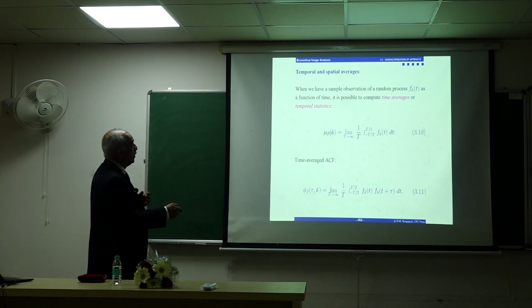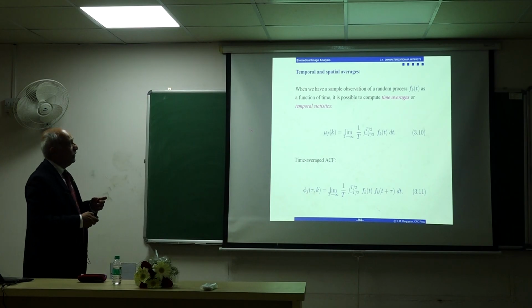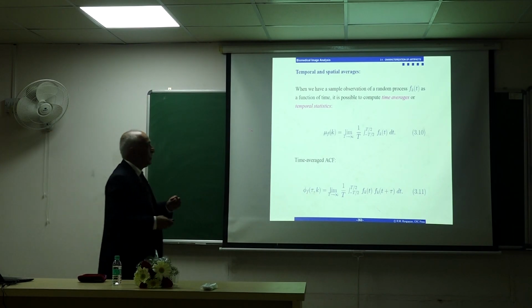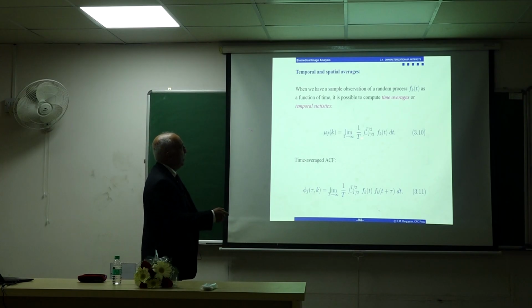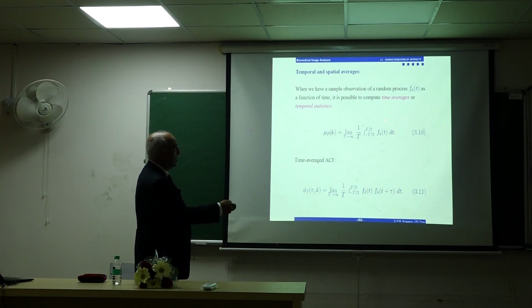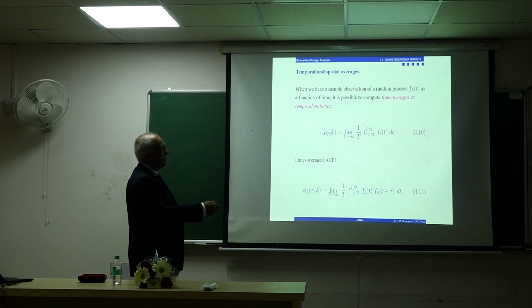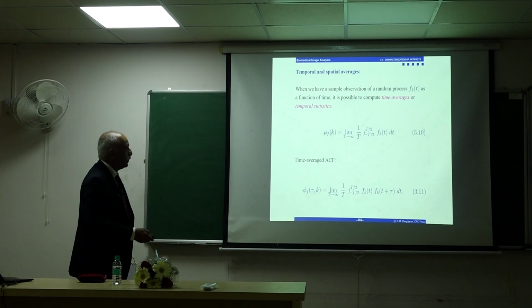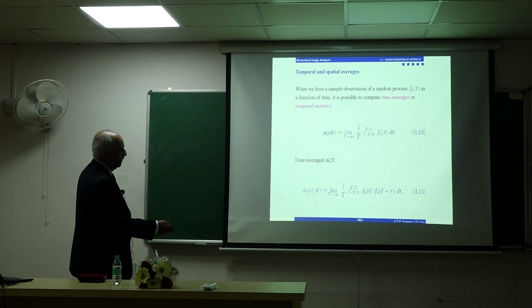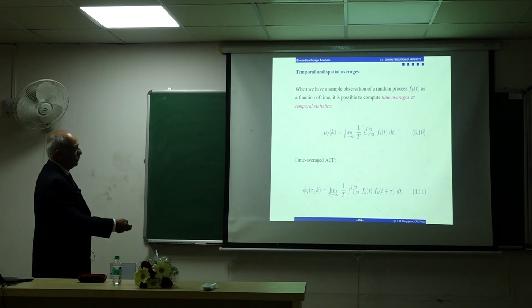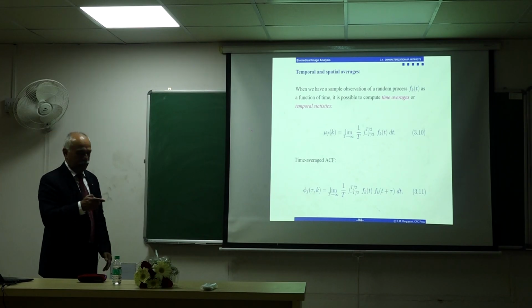So when you have a sample observation of a process as a function of time, you may compute time averages or temporal statistics. Mu of k: f k of t, now it's a function of t, and that is an observation k. You make multiple observations, but the averaging is on time, and 1 over T is normalization over a large time window. The autocorrelation function is this, f k of t plus tau. Tau is a shift. Integrate over a window and make that window as large as feasible.